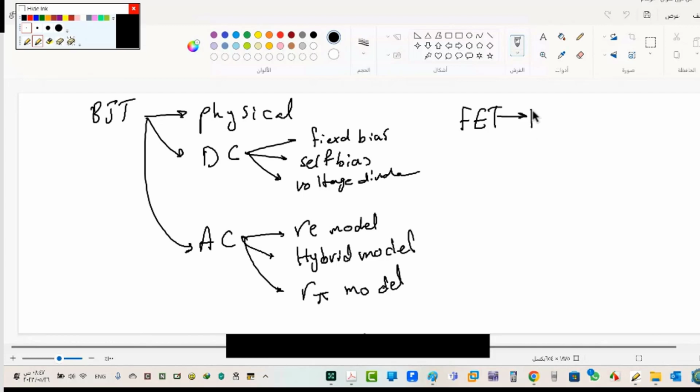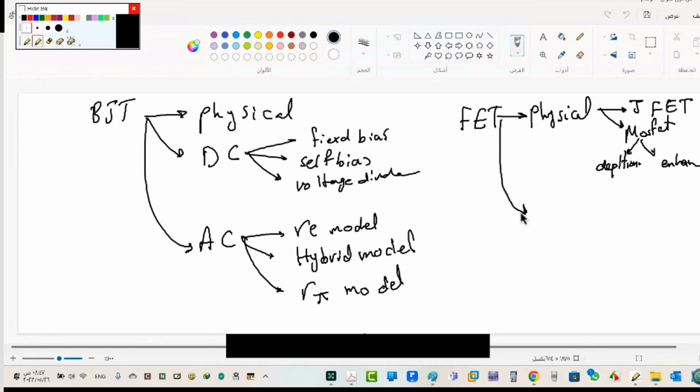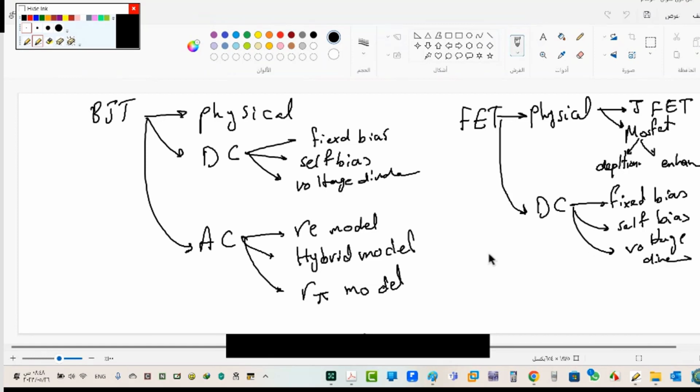Now for FET, on another side, we also studied physical. We studied first of all JFET, so you can see the roadmap. This is also MOSFET. We studied two types: depletion and enhancement. Then we studied DC: fixed bias, self bias, and voltage divider. So now we are here in AC.